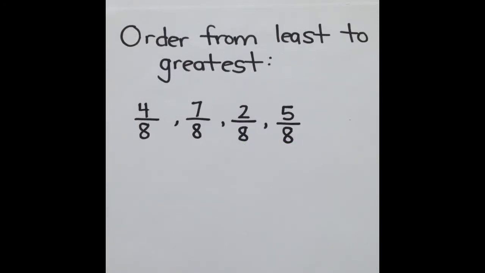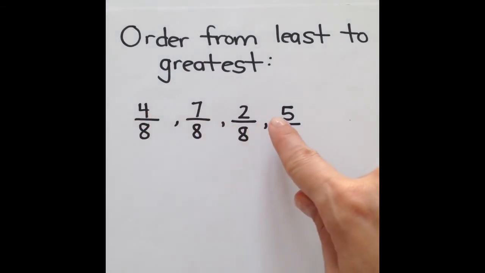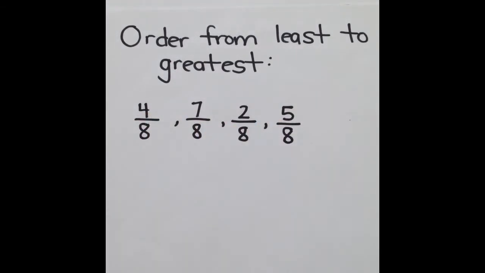We want to order these fractions from least to greatest. We'll be able to compare the numerators to help us order these because they all have the same denominator of 8. So think about that I have 4 pizzas. Each pizza is cut into 8 slices, so all the slices are the same size.